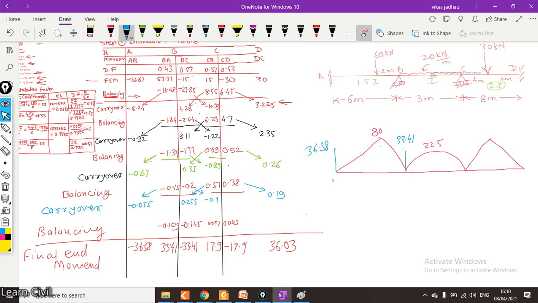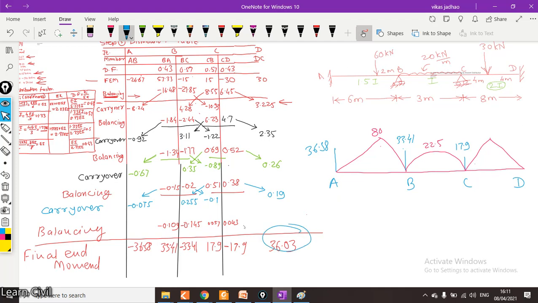Then this is A, this is your B, this is your C, and this is your D. Now for CB, we have minus 33.41, so it would be drawn here, and it is already drawn, so no need to draw. Now for CB, we have plus 17.9, so it will be on this face. Write down here 17.9 kilonewton meter. For CD, we have minus 17.9, so this will be on this particular face, and it is already drawn, therefore no need to draw.